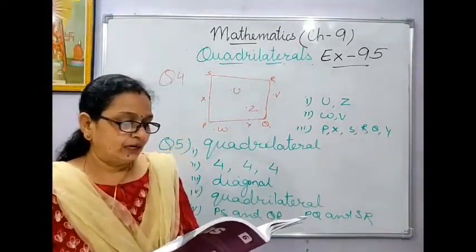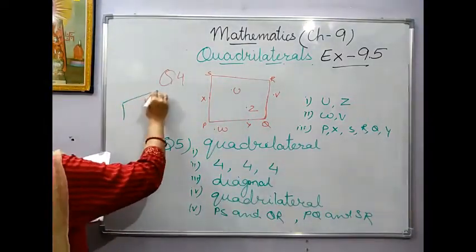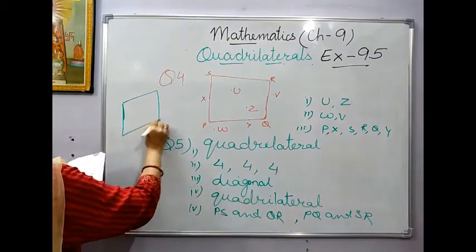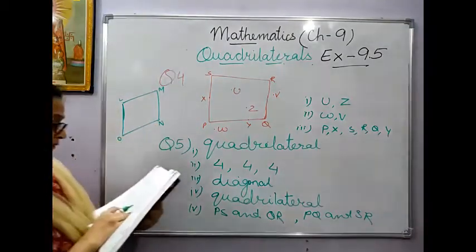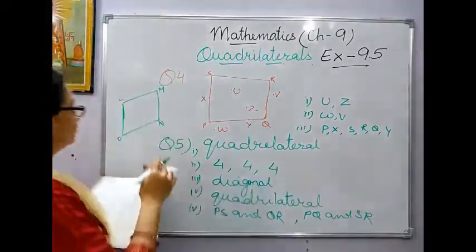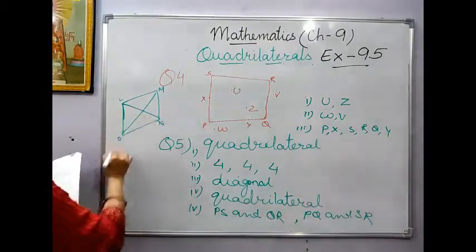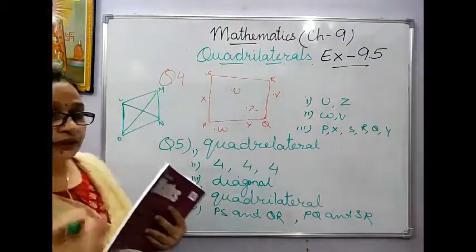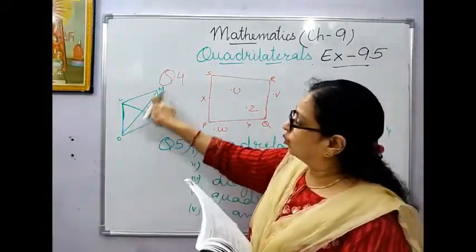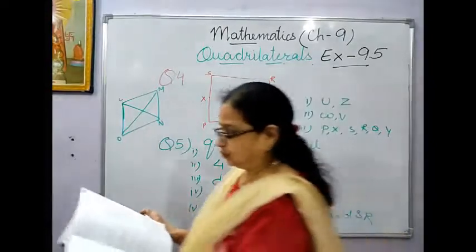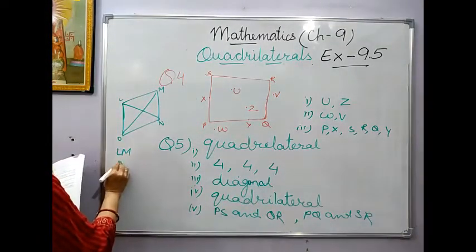Then in a quadrilateral LMNO, suppose one quadrilateral is there, LMNO. What will be the diagonals? Joining the opposite vertices. So there are 2 diagonals, OM and LN. So you can write down the 2 diagonals are LN and OM.